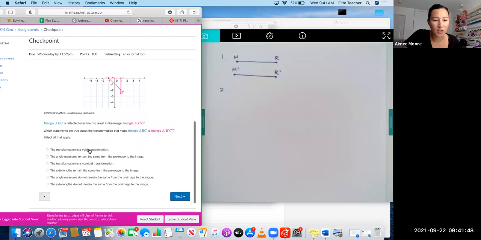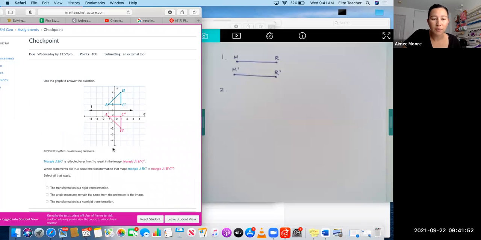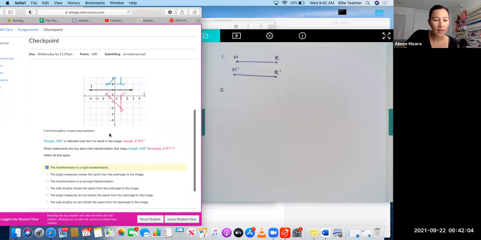So the transformation is a rigid transformation. A rigid transformation means the size, the angles, the shape doesn't change, right? We're simply picking it up and moving it. So yes, this is a rigid transformation. And then the angle measures remain the same from the pre-image to the image. Yes, that's correct too, because if it's rigid, then that means the angles stay the same.